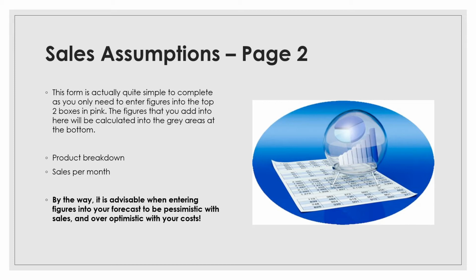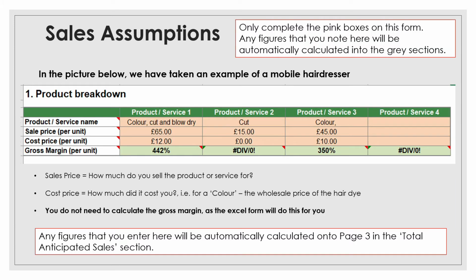And by the way, it is advisable when entering any figures into your forecast always to be pessimistic with sales and over-optimistic with your costs. So let's begin with your product breakdown. In the picture below, we've taken an example of a mobile hairdresser just so that you can see an example of how you might break down a service element.